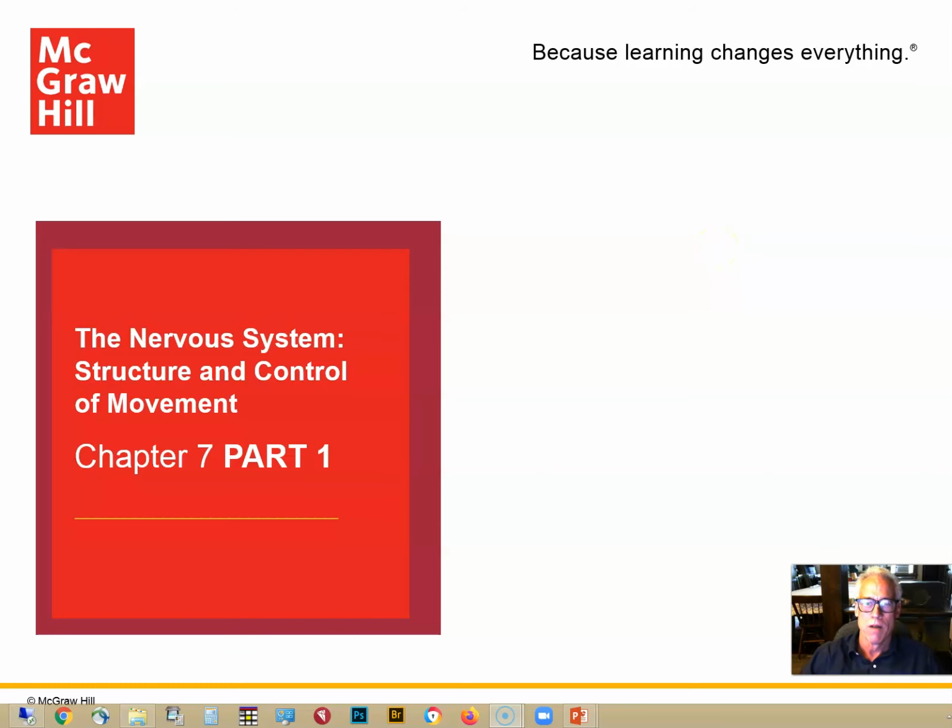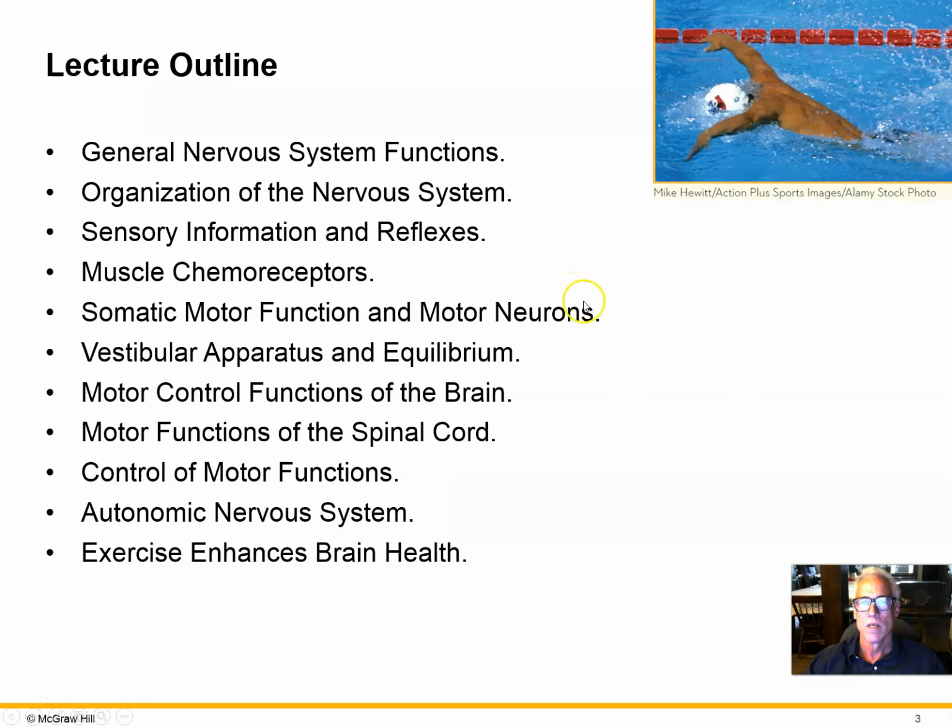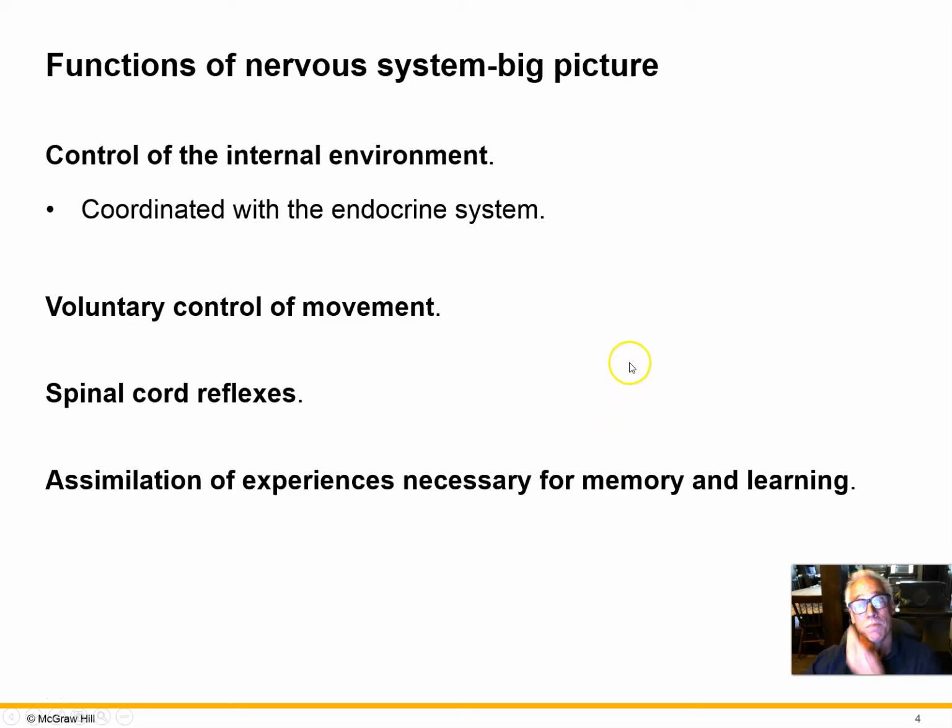In this first part of Chapter 7 from our exercise physiology text, we're going to do a brief survey of the nervous system and focus on how the nervous system controls movements, the contraction of the skeletal muscles. We're covering a series of topics which you can use as a guide later on as you're studying the chapter. We won't go through this list of topics right now because they'll come upon us as we enter into the chapter.